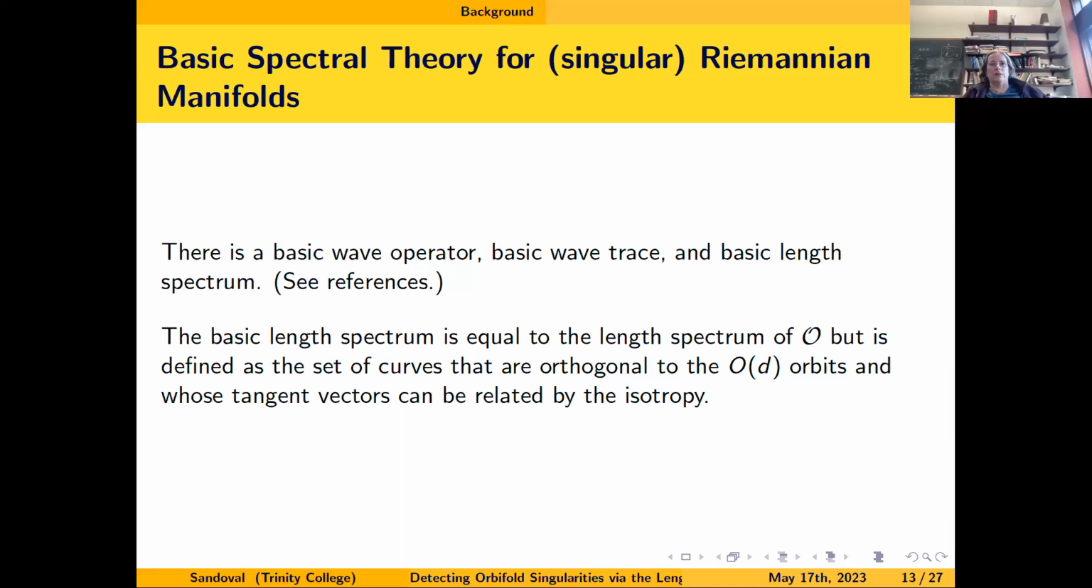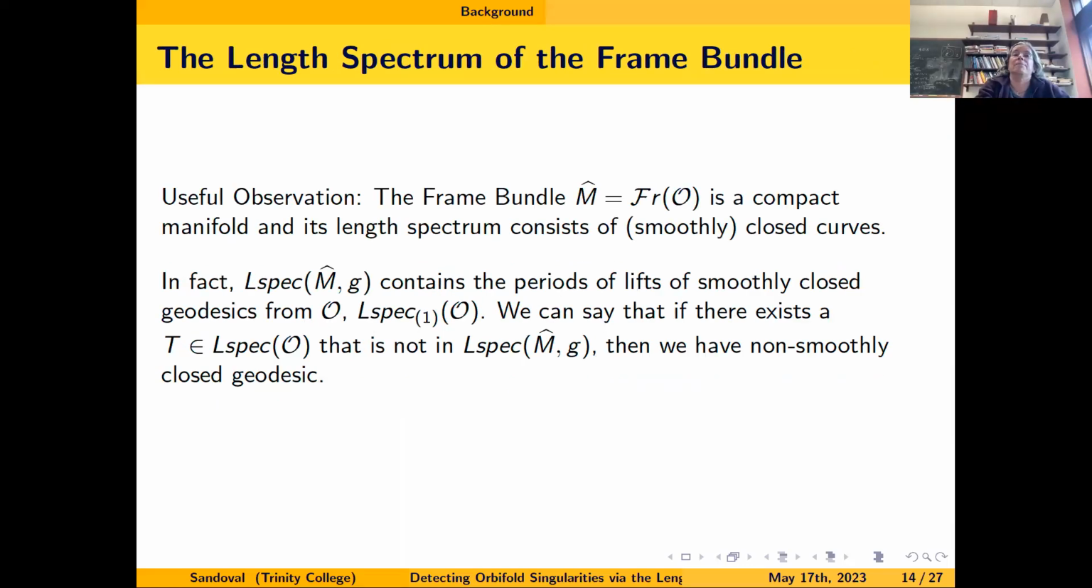So there's a nice way of getting at these particular curves, and the lengths of these curves are exactly the same as the ones that arise just by looking at the length spectrum on the orbifold. Okay, but I can think about them as curves that are up in this frame bundle. The frame bundle is a compact manifold, and its length spectrum does consist of smoothly closed curves. So if I look at the length spectrum of M hat, then those curves are smoothly closed.